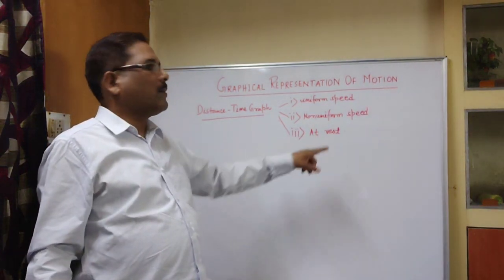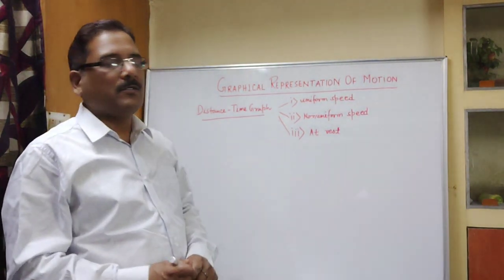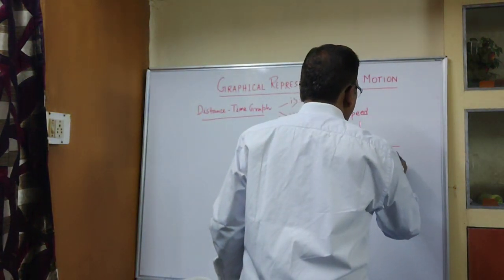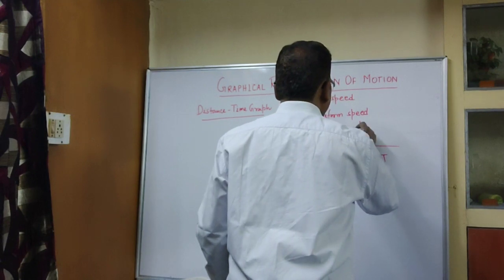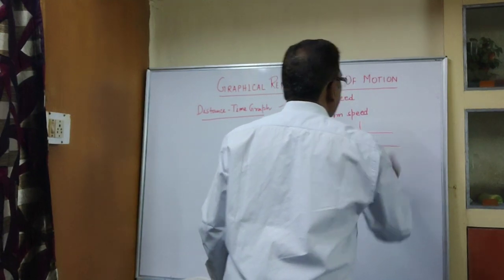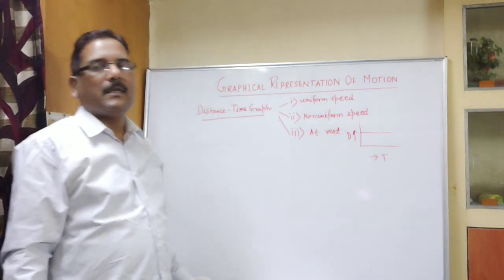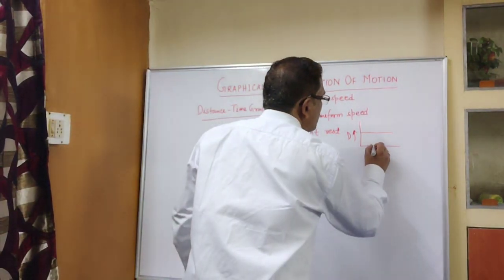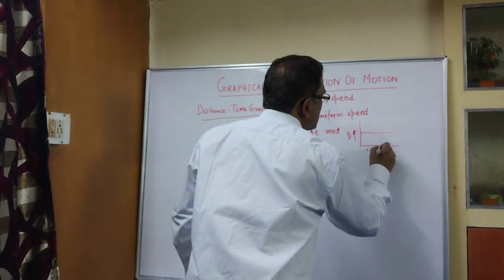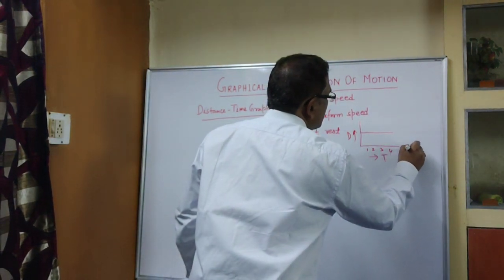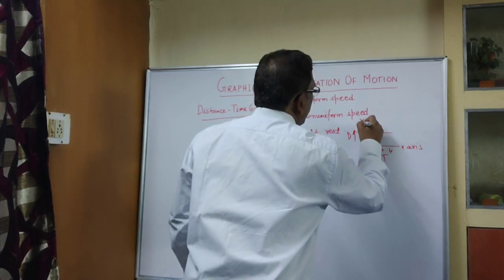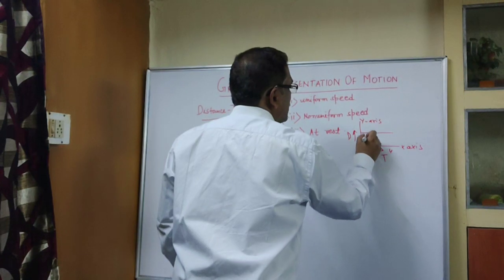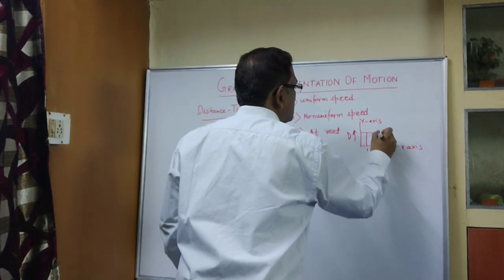And what do you think, when an object is at rest, which type of graph will you get? If you draw a time versus distance graph when the object is at rest, you will find that the graph is a straight line parallel to the time axis. It means that as time passes, on the x-axis we take time and on the y-axis we take distance. So with respect to time, the position of the object is fixed.